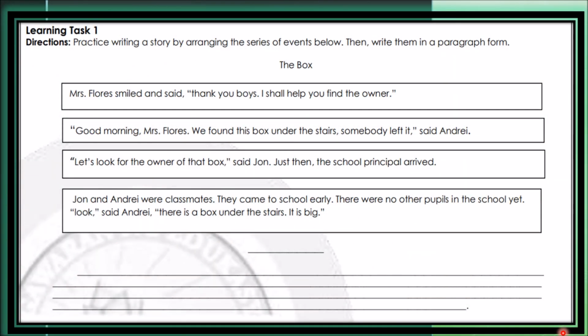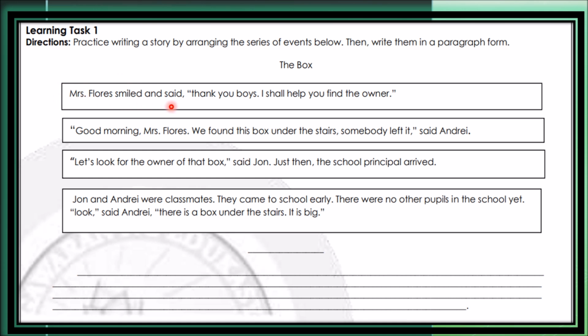Okay, now for learning task 1, let us practice writing a story, arranging the series of events, then writing them in paragraph form. You know how to write already in paragraph form. The title is The Box. So we're going to arrange the series of events. Let us read first.